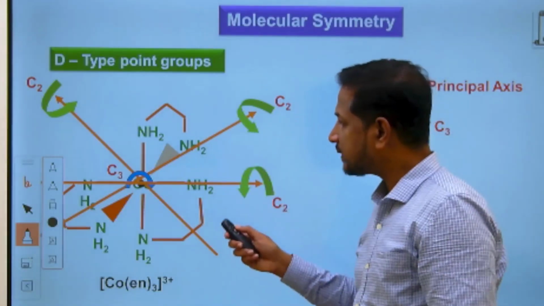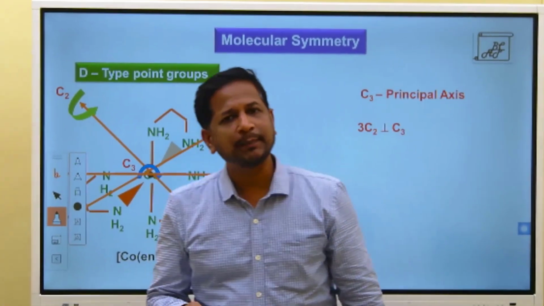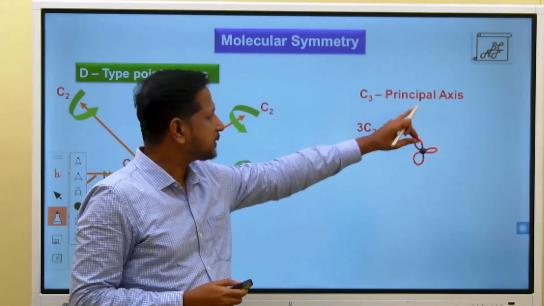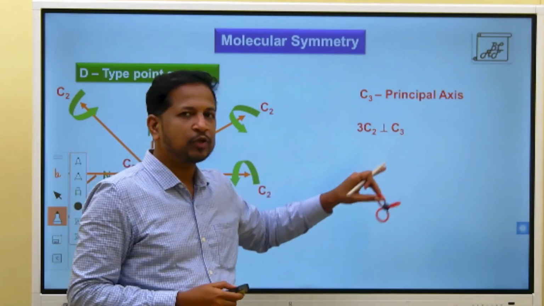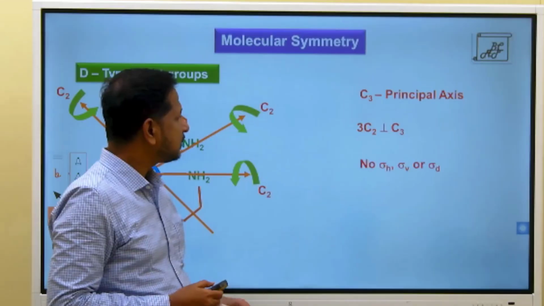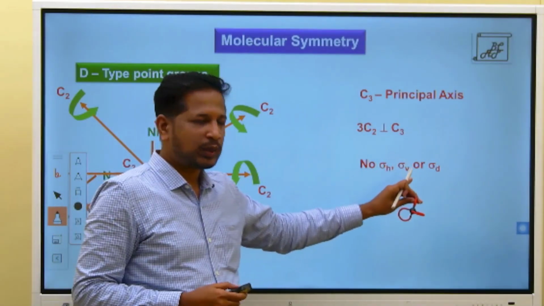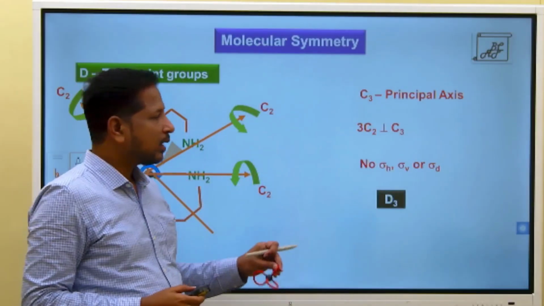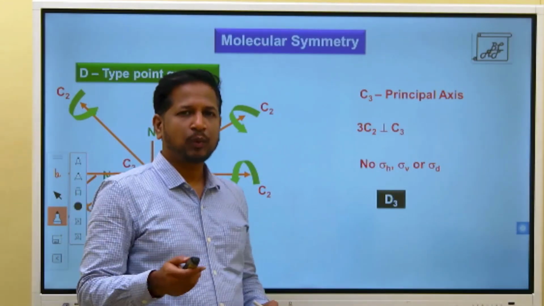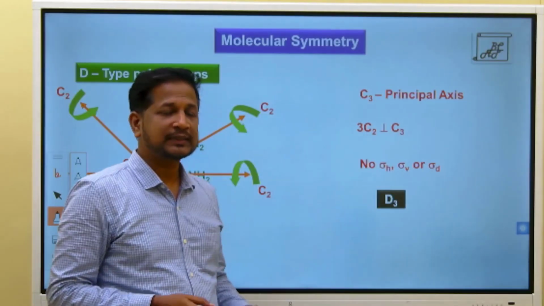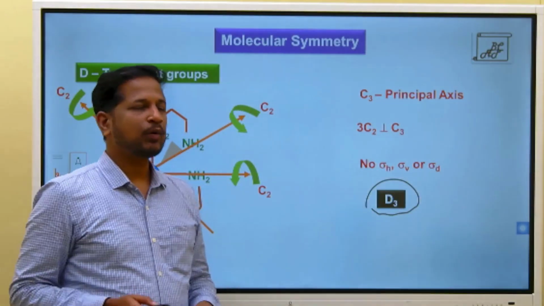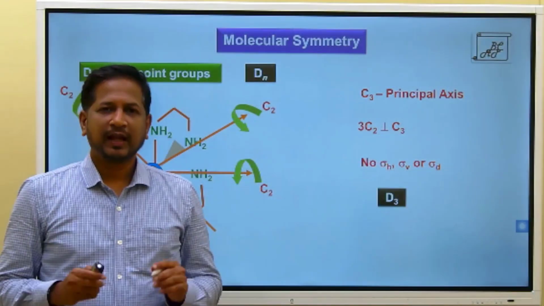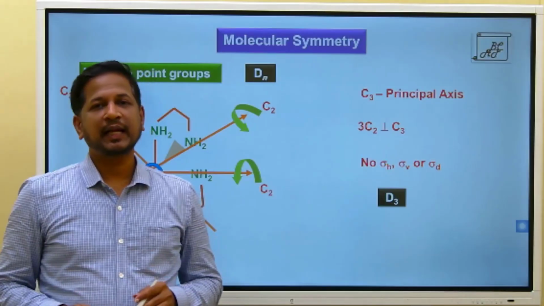Now, apart from this C3 and C2, there are no planes present in this molecule. So there is a C3 principal axis present and 3 C2 axes perpendicular to the C3 axis. No sigma horizontal plane, sigma vertical plane or sigma dihedral plane. So these types of molecules are classified as D3 type point group, or the point group of this molecule is D3. And such molecules are classified into Dn type of point group. We have completed all molecules in D type of point group.